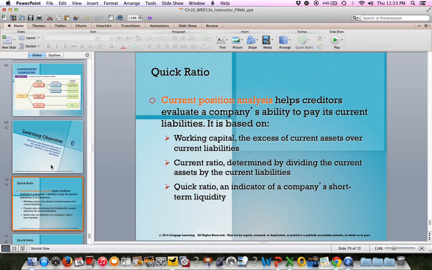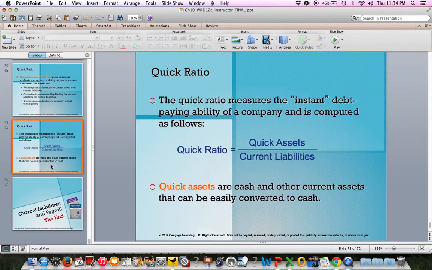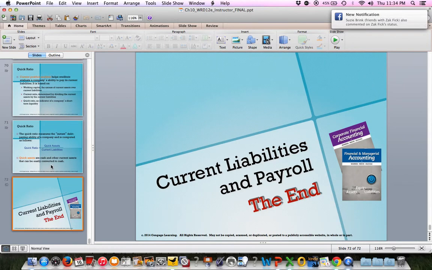Then also know that the quick ratio is an indicator of a company's short-term liquidity. How much cash do we have, or how many assets do we have that are easily turned into cash? The formula for the quick ratio is simply quick assets, which typically are cash and any other current asset that can easily be turned into cash, divided by current liabilities. So quick assets divided by current liabilities is my quick ratio. And that is Chapter 10.